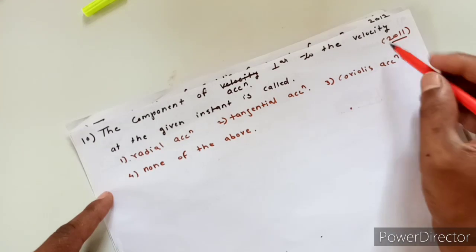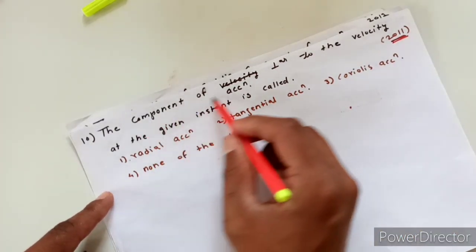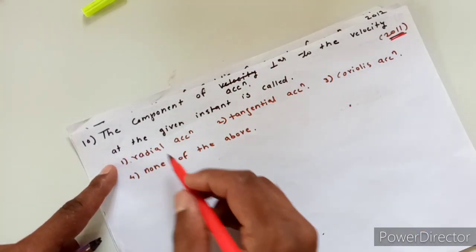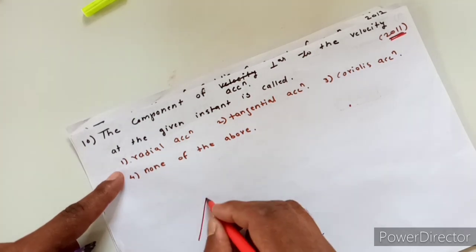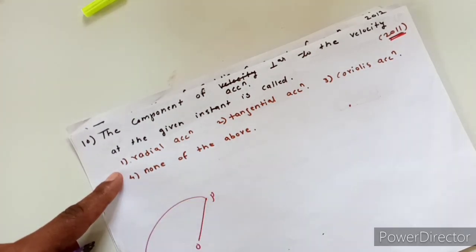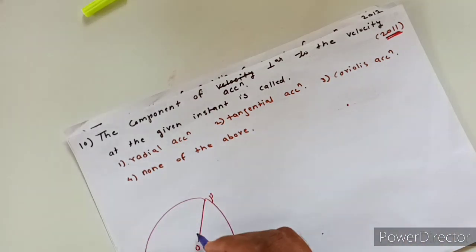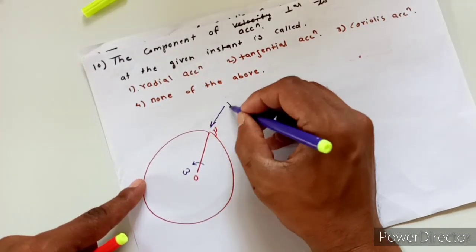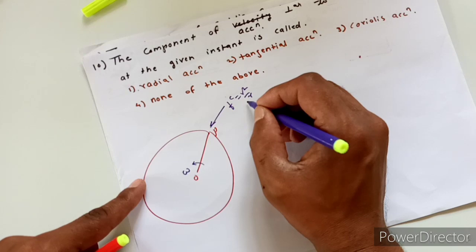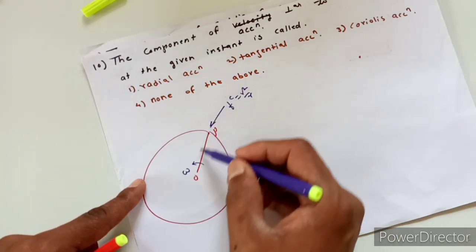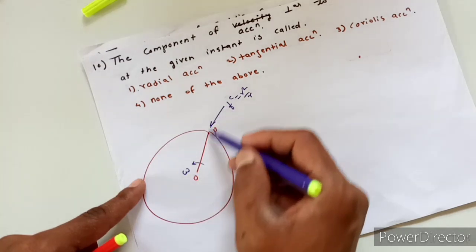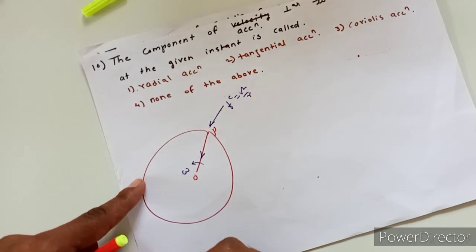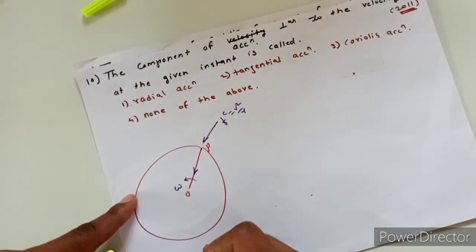Now question number 10, asked in 2011. The component of acceleration perpendicular to the velocity at the given instant is called. Now we know that the particle P rotates in a circular path, it will have two components of acceleration. So if omega is the angular velocity of the particle, it will have centripetal component of acceleration or radial component of acceleration, which acts along the radius of rotation and it is directed towards the center of rotation. So this is parallel to the radius of rotation and it acts towards the center of rotation, centripetal or radial acceleration.